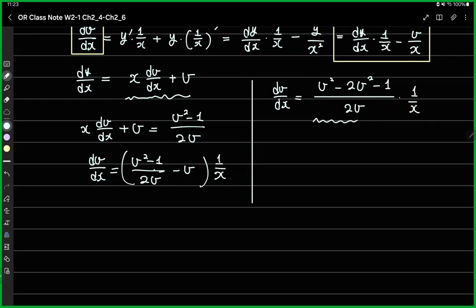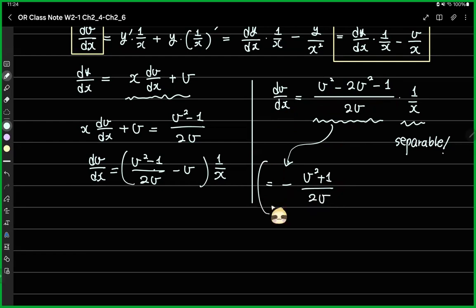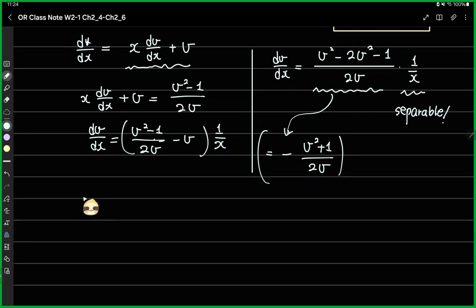So this is a function of v, and this is a function of x. This is separable, right? So we use the method of separable. Move this guy to the left-hand side, and dx to the right-hand side. Actually, v squared minus 2v squared minus 1 is minus v squared minus 1, so that is equal to minus (v squared plus 1) over 2v. Moving this to the left, we get minus 2v over (v squared plus 1) dv is equal to 1 over x dx.